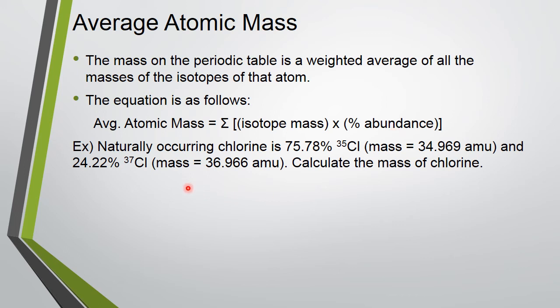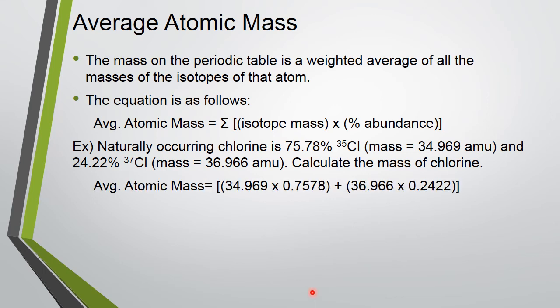For chlorine. So chlorine, naturally occurring chlorine, is about 75.78% chlorine 35, so this isotope. And that isotope's mass is 34.969 atomic mass units, AMU. The other 24.22% is chlorine 37, and its mass is 36.966 atomic mass units. So we have two isotopes. We have their percent abundance and we have their mass, and we're going to calculate the average atomic mass of chlorine.